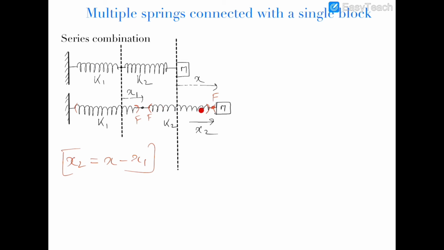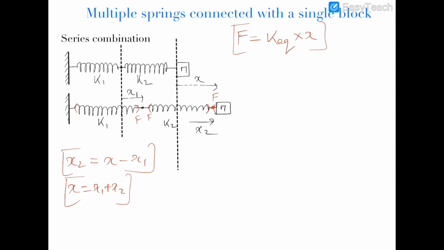So the net extension of the spring would be x minus x1, considering the fact that x is greater than x1. So the net extension is x minus x1, and therefore x is equal to x1 plus x2. So this is the total extension of this combination. Now the force which is developed in this combination is F, and that force is equal to K equivalent into X, where X is the total extension in the spring. And you can see that in this case X is equal to x1 plus x2.